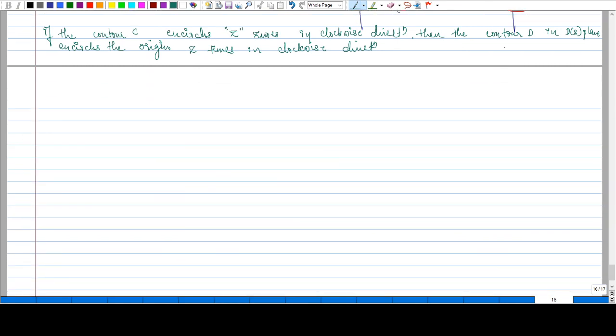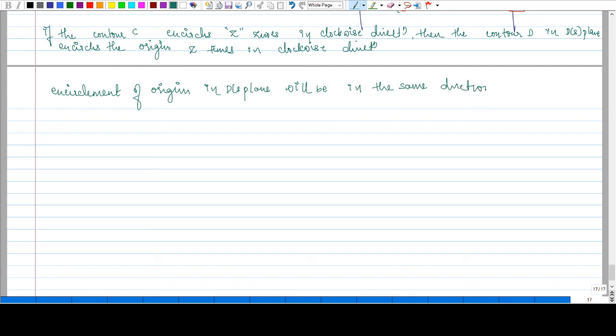So I can write the encirclement of origin in D of S plane will be in the same direction as that of the corresponding encirclement of zeros in S plane.